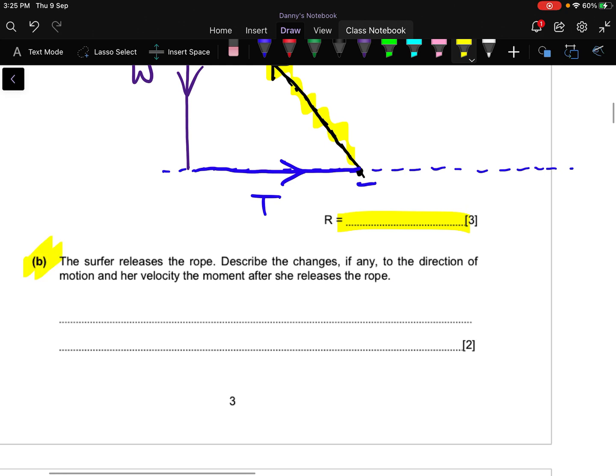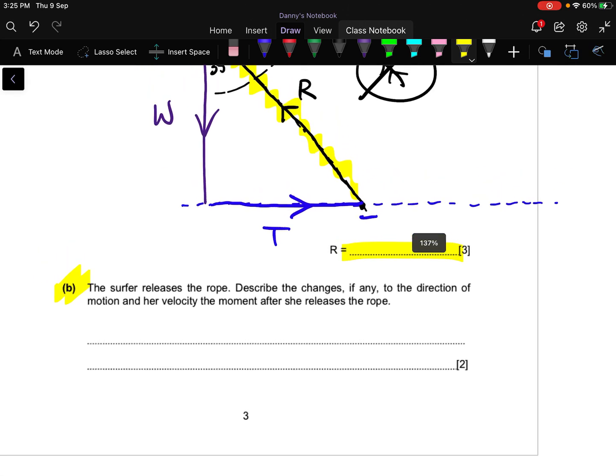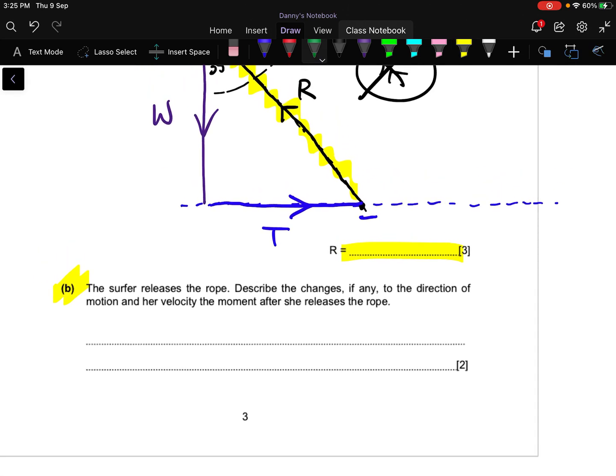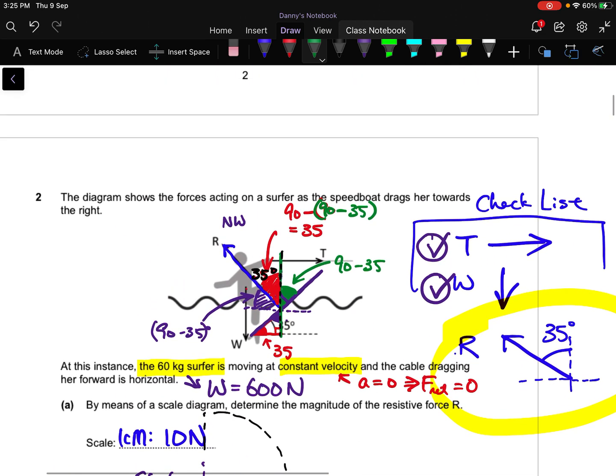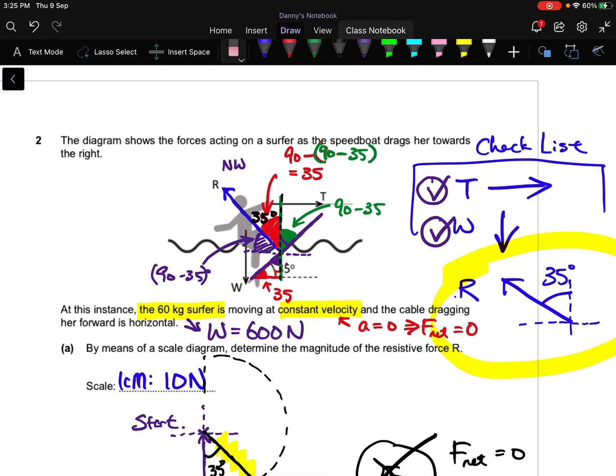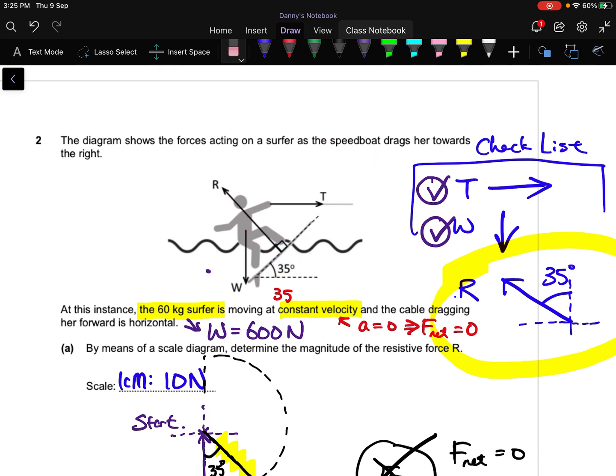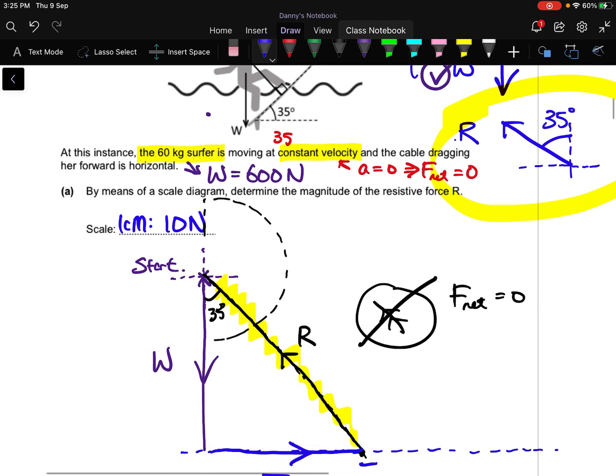As for part B, it taps on your knowledge about Newton's first law. So what do I mean? The question says that the surfer released the rope. When you release the rope, one of the forces will disappear, right? So let me erase this. If I release the rope, what will disappear is, of course, tension, right?